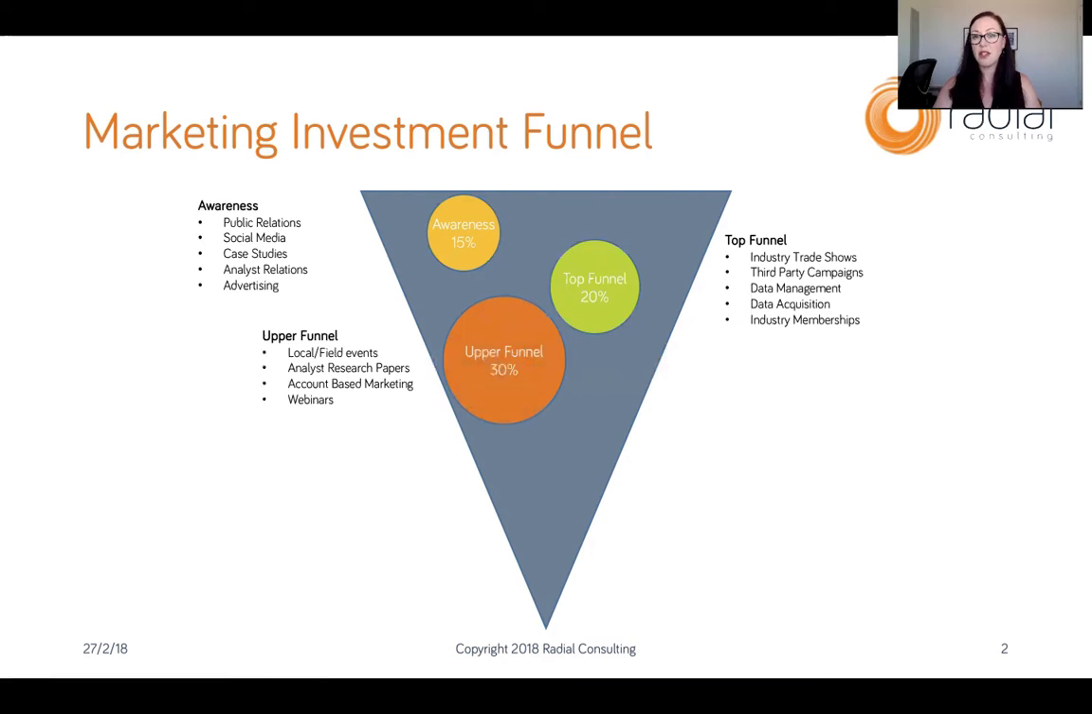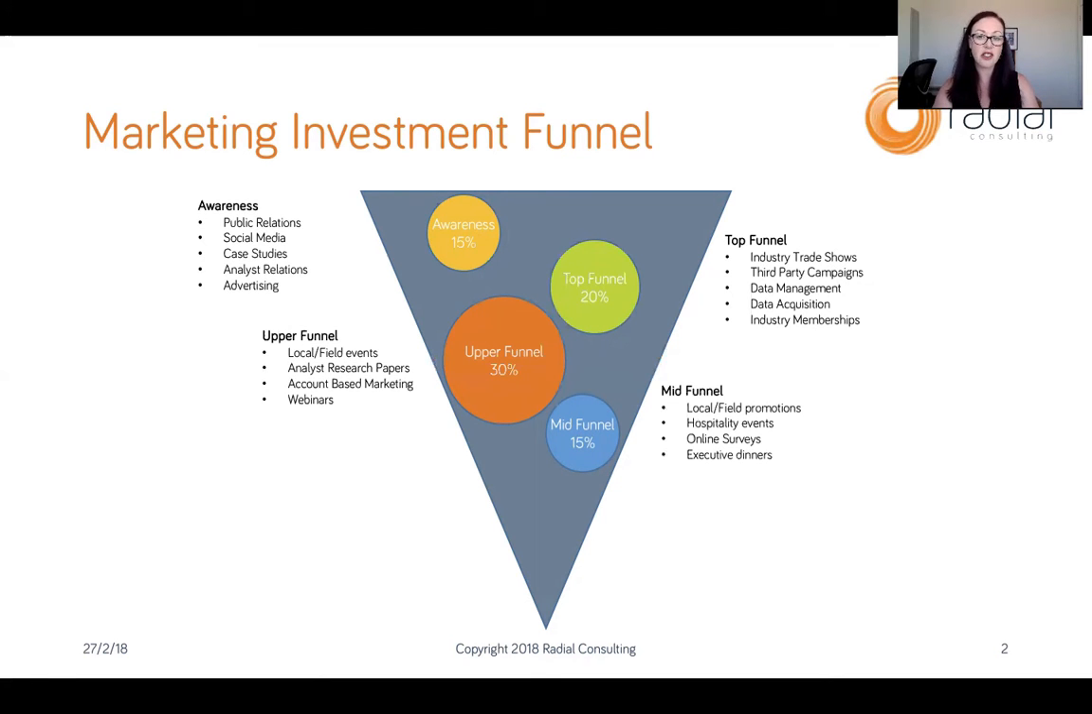Upper funnel. This is where you're going to spend most of your money. It's 30% of your actual budget, and this is going to go into local and field events, into your analyst research papers or subject matter expert papers where you're going to align yourself with key experts to draft something that's really topical and of interest to your customers. Also, account-based marketing, really going after key customers and accounts that are relevant to your business, accounts you really want to win. Then you're going to spend that extra money, extra time, and put that into those particular areas. And same with webinars.